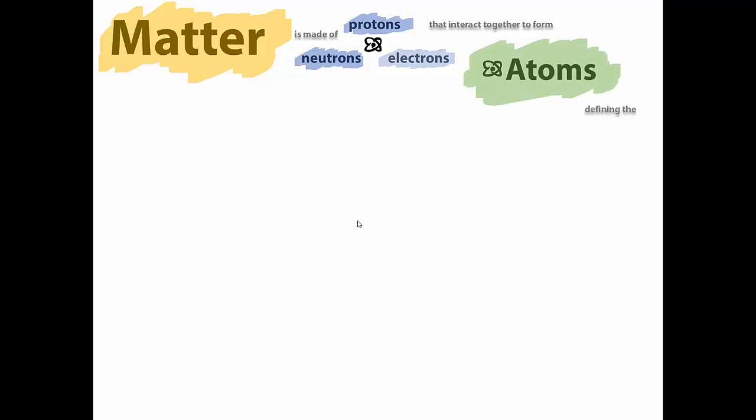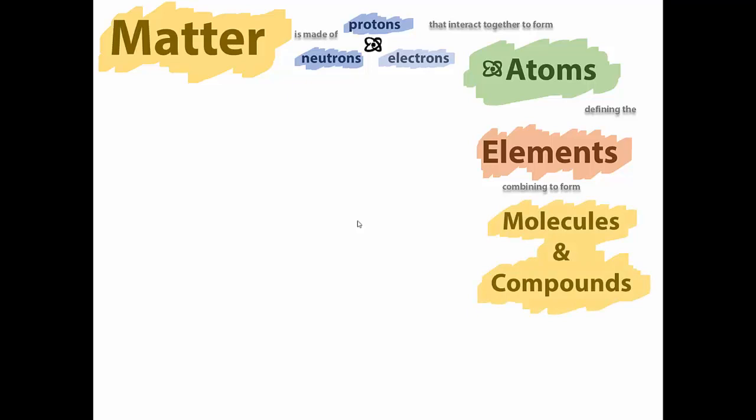So first of all, let's bring some context here. The universe, as we've talked about, is made of matter, and matter in turn is made of protons, neutrons, and electrons, which interact and form atoms. Atoms then in turn define the elements, the 92 natural elements we find in nature, the common ones in life like carbon and nitrogen and oxygen. Together, atoms of elements combine to form more complex molecules and compounds. Recall that molecules are made of the same element and compounds are made from more than one element. These compounds include a subset called organic compounds, which is what we're going to talk about today.